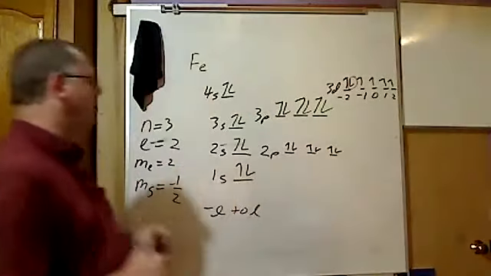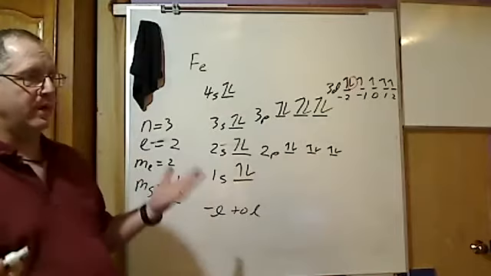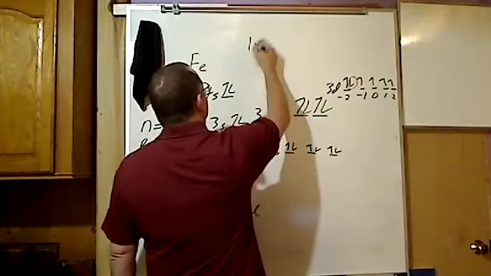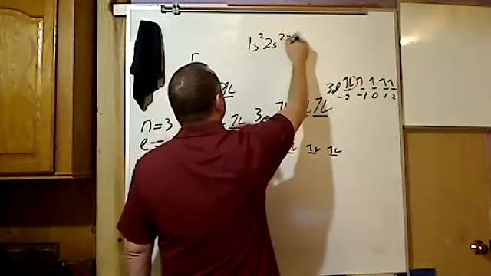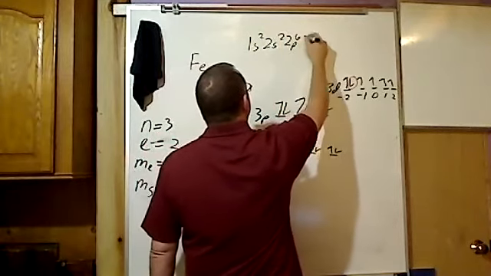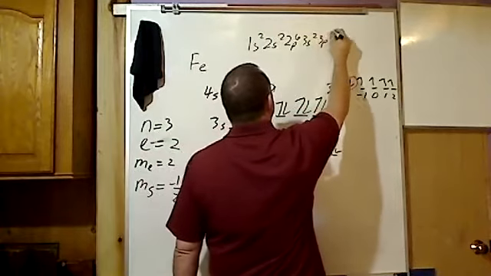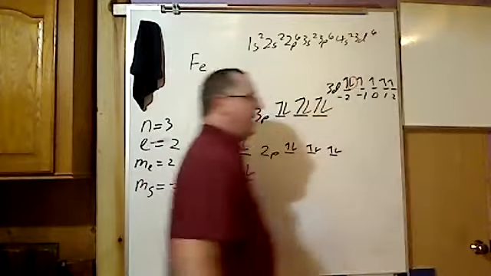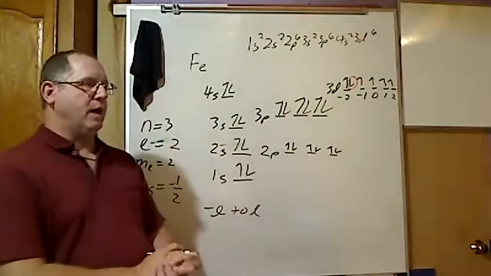There is a simplified way that we can do this called the electron configuration. For this, we're going to write 1s2, 2s2, 2p6, 3s2, 3p6, 4s2, 3d6. And that is the electron configuration for iron.